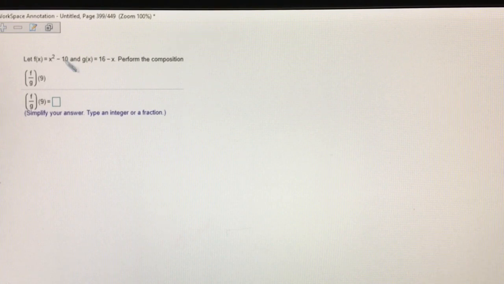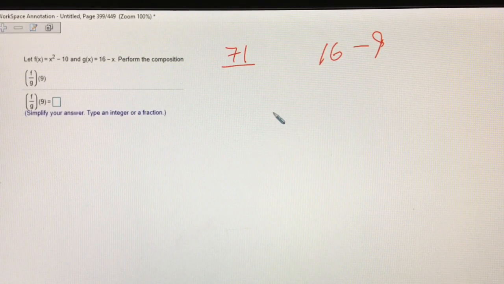I want to plug 9 into that. That's 81 minus 10. That's 71. I want to plug 9 into that. That's 16 minus 9. That's 7. So my answer is going to be 71 over 7. Let me see if that simplifies. It does not. I'm locked in.